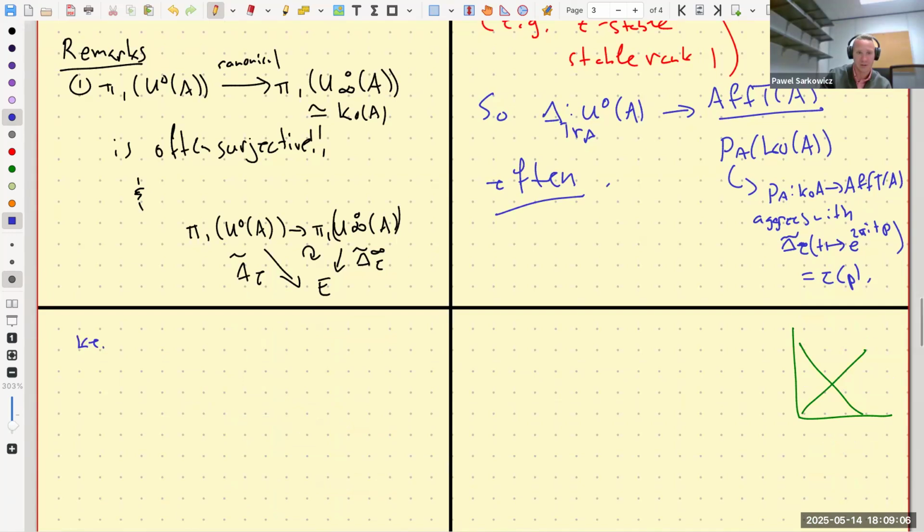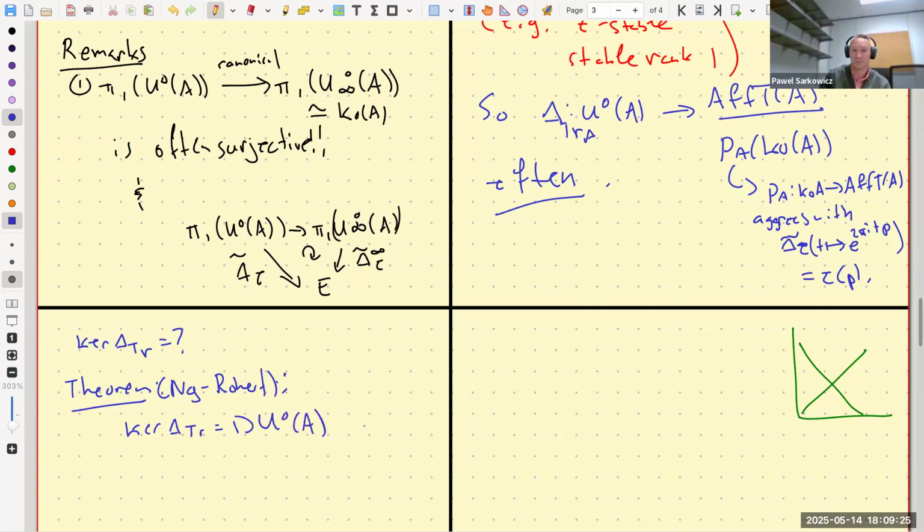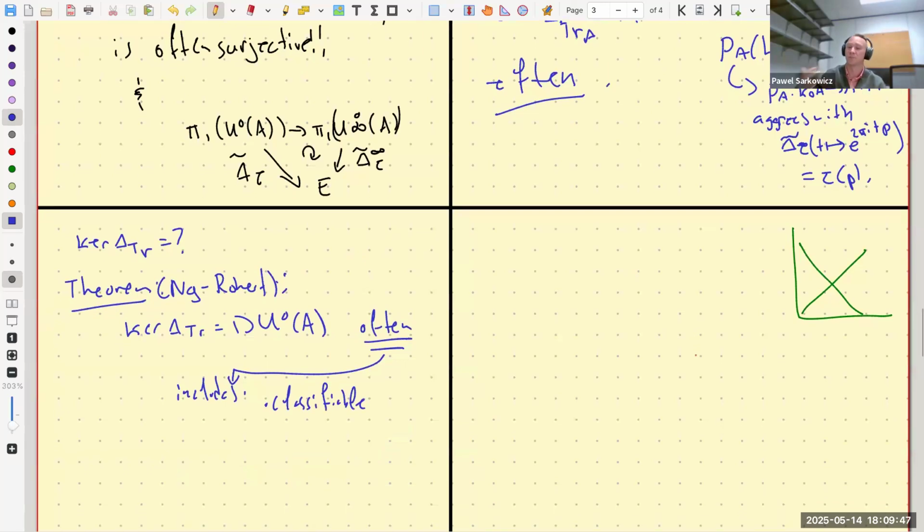There's also the question of what's the kernel? Well, again, often, this is due to Ng and Robert, the kernel is actually the commutator subgroup. And I'm writing often because I don't want to get into all these technical conditions, but often includes classifiable C-star algebras in terms of Elliott. So unital, simple, nuclear, Z-stable, separable C-star algebras satisfying the UCT, like the reduced free group C-star algebras, these satisfy this condition.